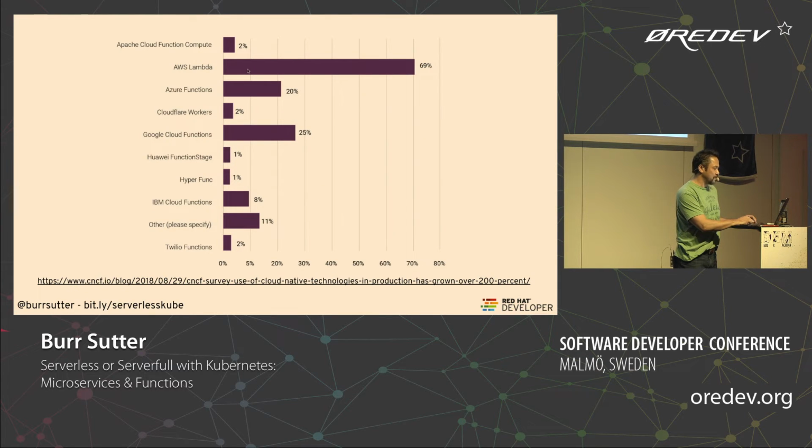And you kind of see, though, that for people who use a hosted function as a service, Lambda is by far and away the most popular, and from that perspective.